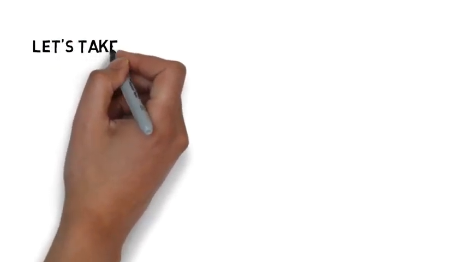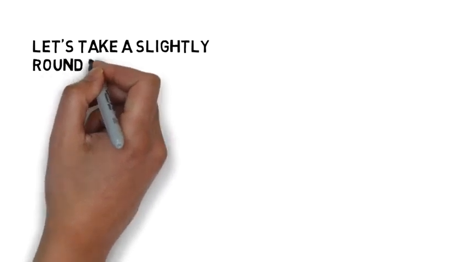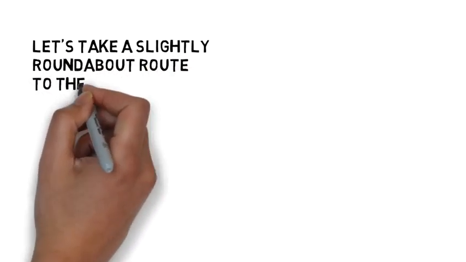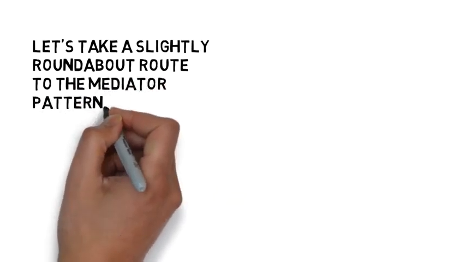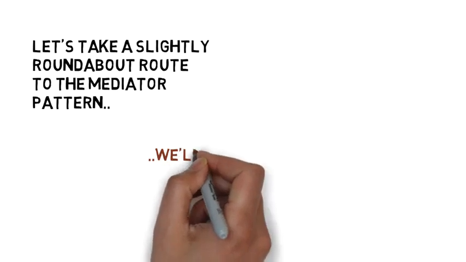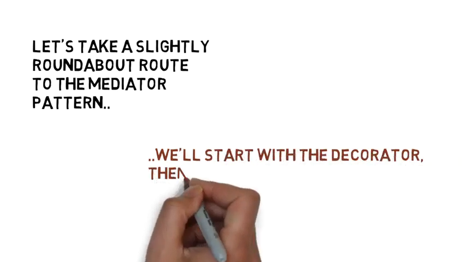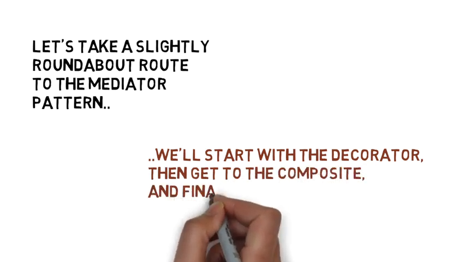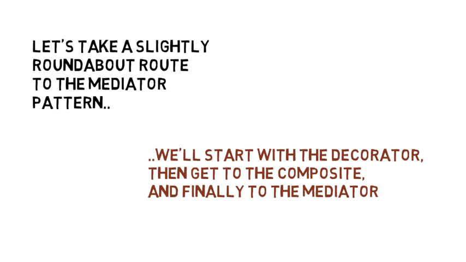Let's take a slightly roundabout path before we speak about the mediator pattern. Since the mediator pattern exists explicitly to manage dependencies between objects, or rather manage interactions between logical units, it'll help to look at how the decorator and the composite pattern build up logical units within themselves. And then finally, we'll see the mediator.